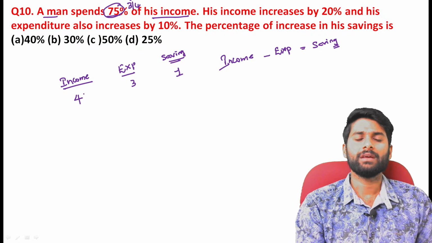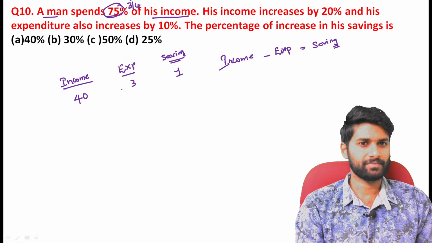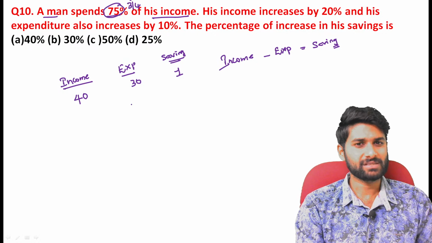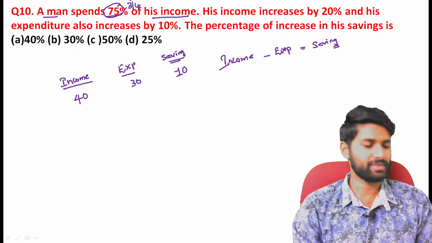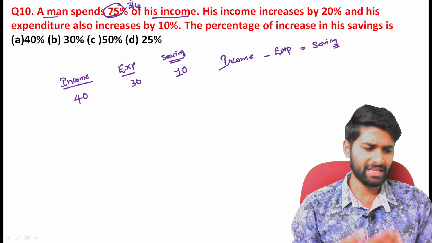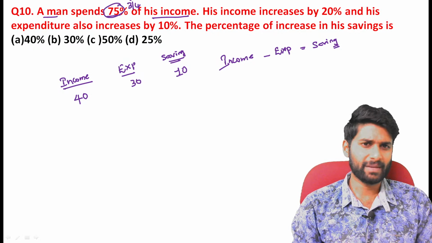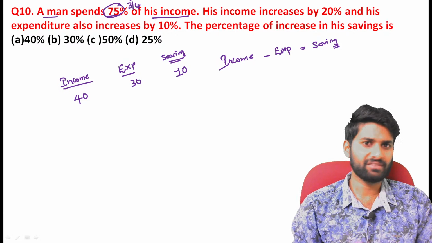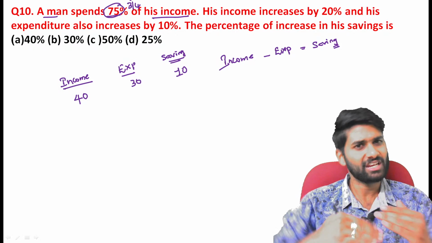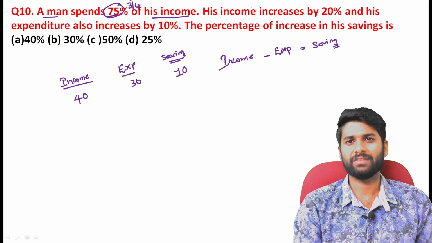Now I just assume my income is 40 rupees, my expenditure is 30 rupees, and my savings is equal to 10 rupees. Similarly, I can assume my income is 400 quantities, expenditure is 300 quantities, savings is 100 quantities. Based on your calculation, you can assume the value.